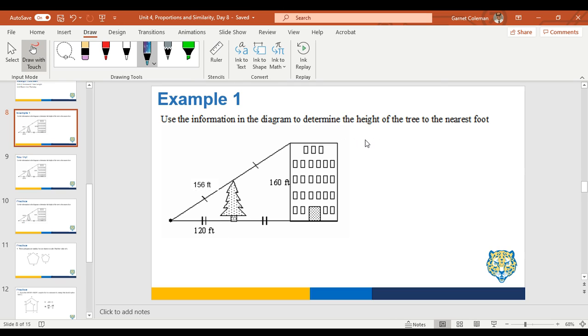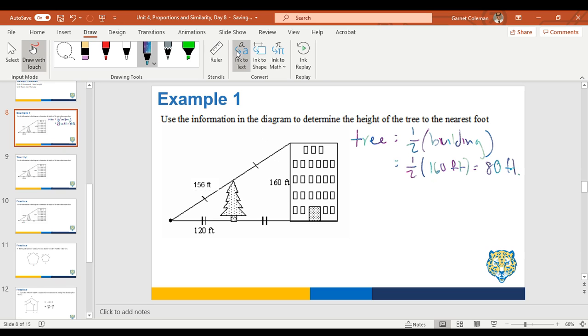The first way you can do it is you can think about, okay, this tree is 1/2 the size of the building. So it's 1/2 of 160 feet, which is 80 feet. There's one way you can do it.